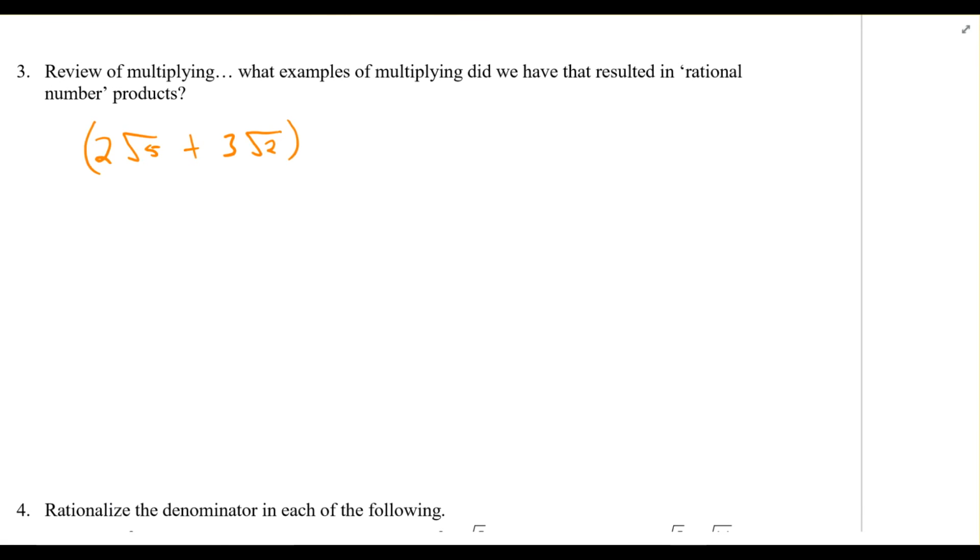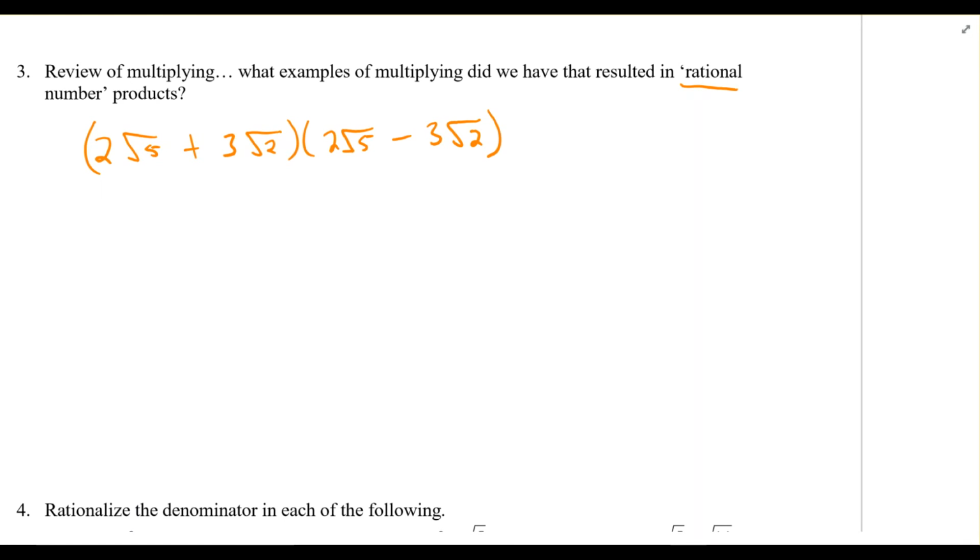So for number 3, it says, what examples of multiplying do we have that resulted in rationals? So numbers that just end, right? So something like 4 would be a rational number. Or like 2.1, where it just ended. That would be a rational number. So if we had something like this, let's say, and remember multiplying binomials. So let's say in a situation where you multiply it by 2 root 5 and then minus 3 root 2, something like that. Well, we did an example of one like this before. Let's kind of see where it goes.